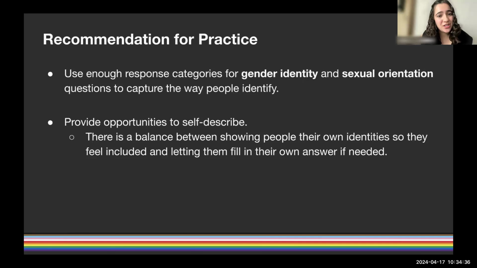We also encourage people to use enough response categories for gender identity and sexual orientation questions to capture what people identify as, and provide opportunities to self-describe. So there's always a balance between showing people their own identity so they feel included and letting them fill out their own answers if needed. So again, it's not practical for us to have each of these questions have 50 categories. And again, as being discussed in the chat, sometimes you do have to cater to the cisgender straight individuals because these kinds of surveys usually go out to more people. So you have to balance those things. So again, we do think that this opportunity to self-describe offers that representation and that satisfaction without having to include every identity under the sun.